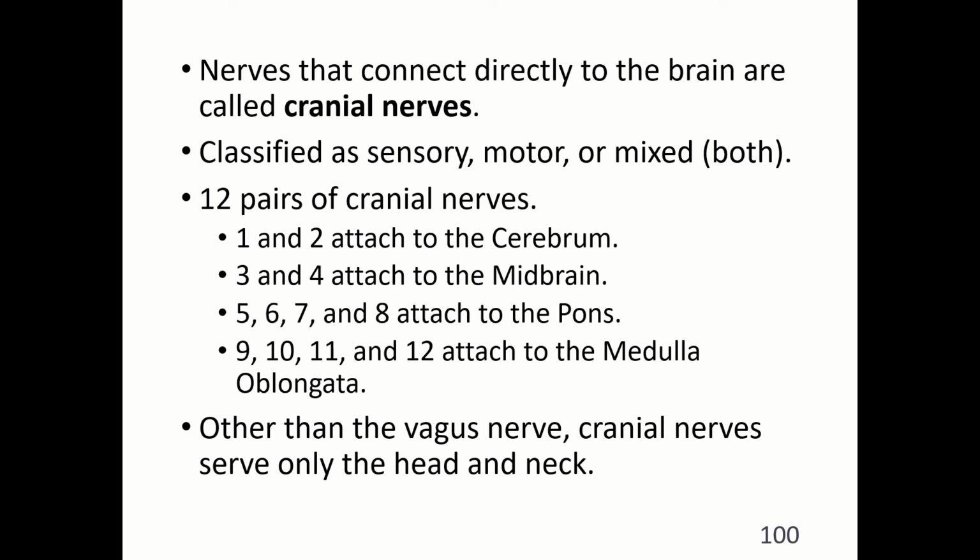Pairs 1 and 2 attach to the cerebrum, pairs 3 and 4 attach to the midbrain, pairs 5, 6, 7, and 8 attach to the pons, and pairs 9, 10, 11, and 12 attach to the medulla oblongata. Other than the vagus nerve, or cranial nerve 10, cranial nerves serve only the head and neck.